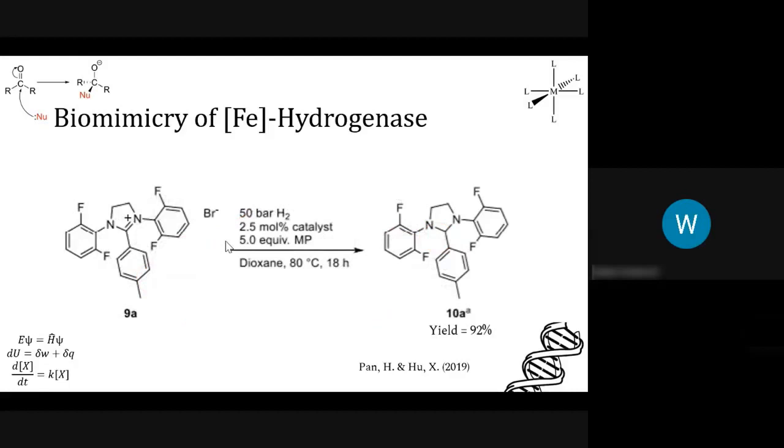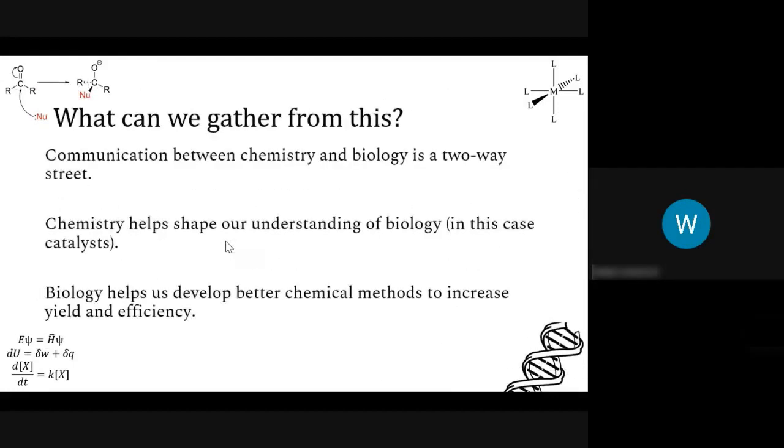To show the efficacy, they reacted it with this substrate on the left and found that the yield was quite good, at about 92%. So what can we gather from all of this? That the communication between chemistry and biology is a two-way street. Chemistry helps shape our understanding of biology, in this case enzymes, and biology helps us develop better chemical methods to increase yield and efficiency.